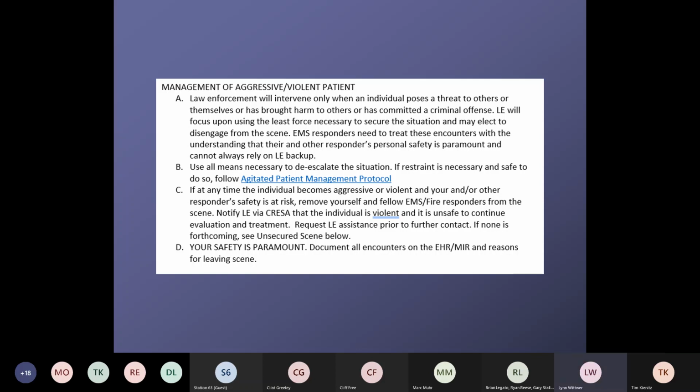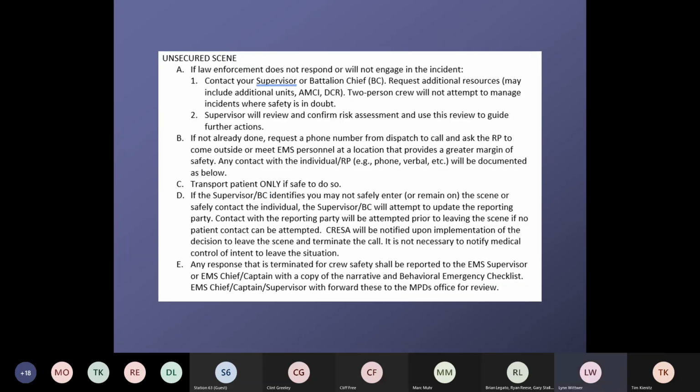If none is forthcoming, then your safety is paramount and you can leave the scene. Now, this is an unsecured scene. If law enforcement does not respond or will not engage, contact your supervisor or the battalion chief. Request additional resources. A two-person crew will not attempt to manage incidents where safety is in doubt.